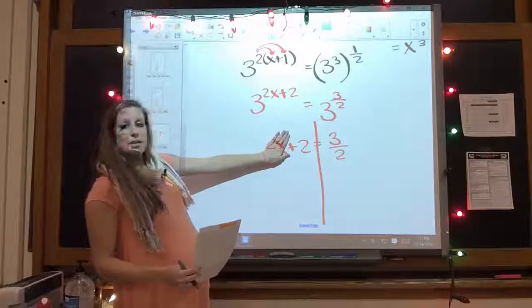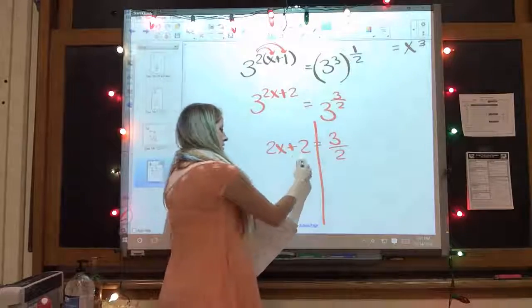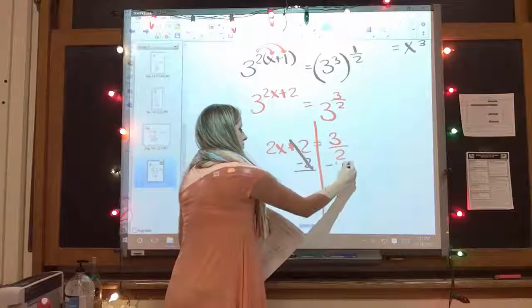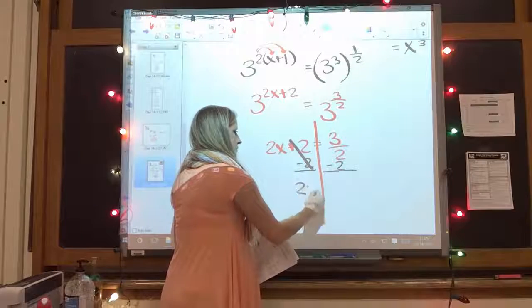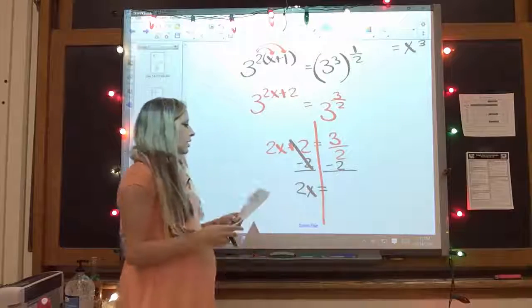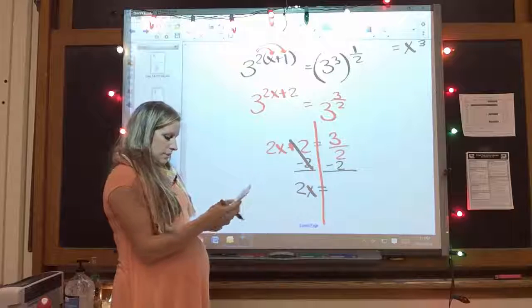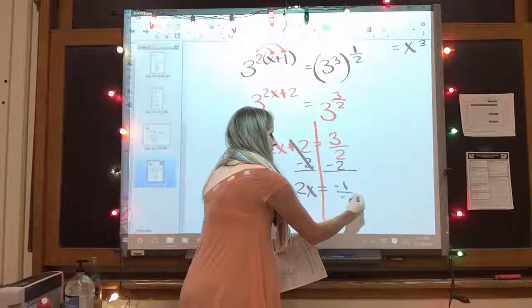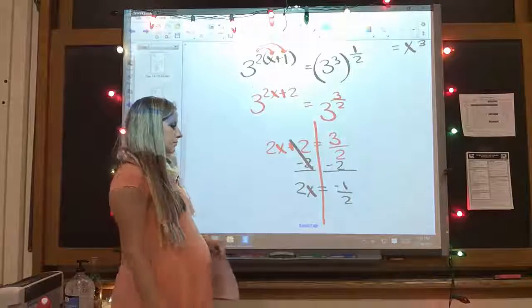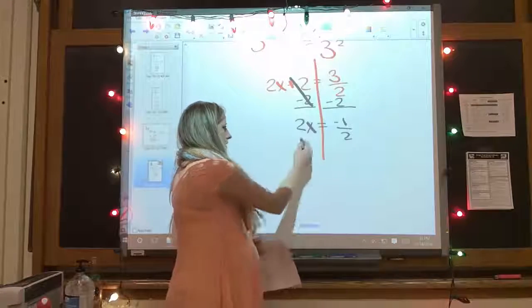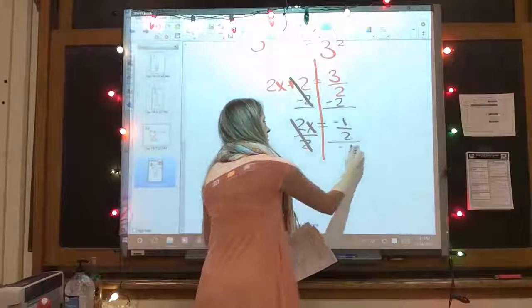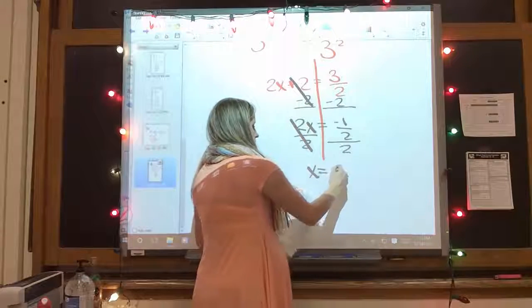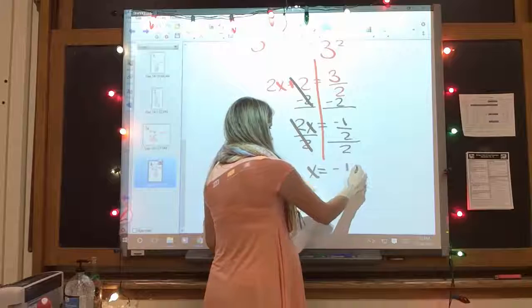So I'm going to save my x for last. I'm going to subtract 2 from both sides. So 2x equals 3/2 minus 2, which is negative 1/2. Divide by 2 on both sides, and you get negative 1/4.